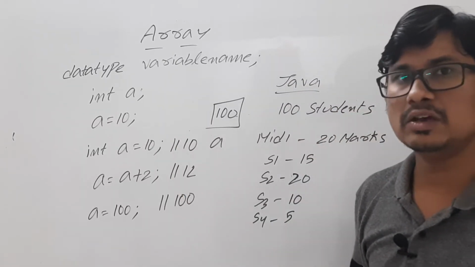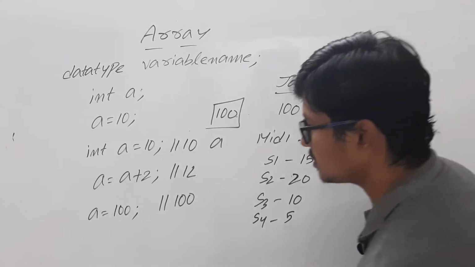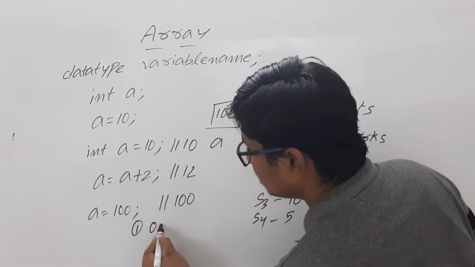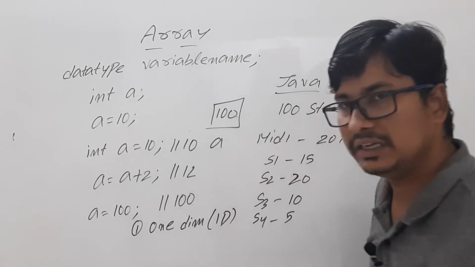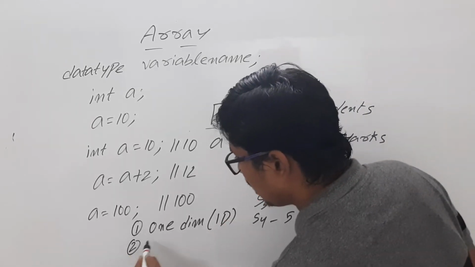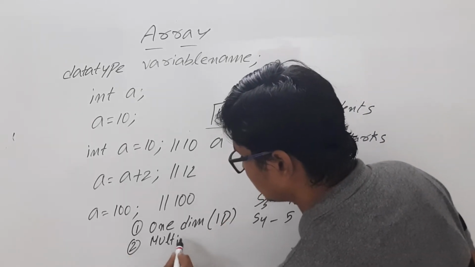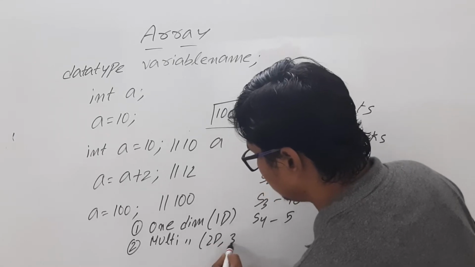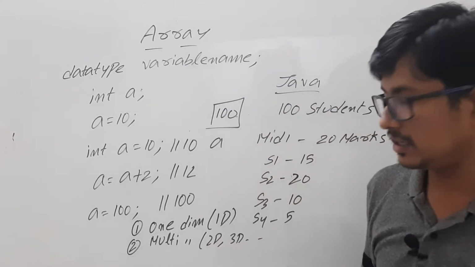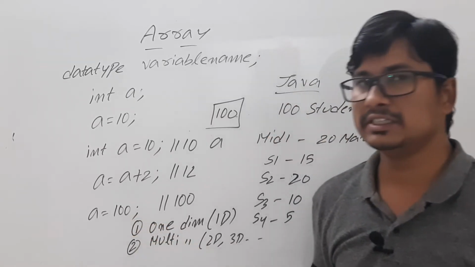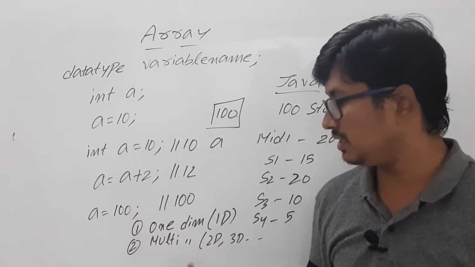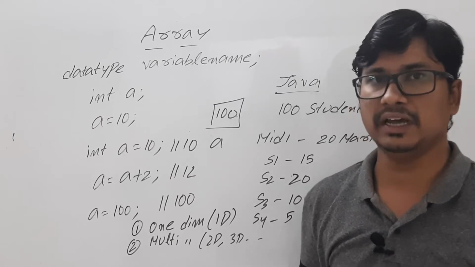Now the arrays are broadly classified into two types. One is one-dimensional arrays, which we can write as 1D for short. We also have multi-dimensional arrays like 2-dimensional, 3-dimensional, etc. In this video I will focus mainly on the one-dimensional array. In the next video I will discuss the multi-dimensional array.